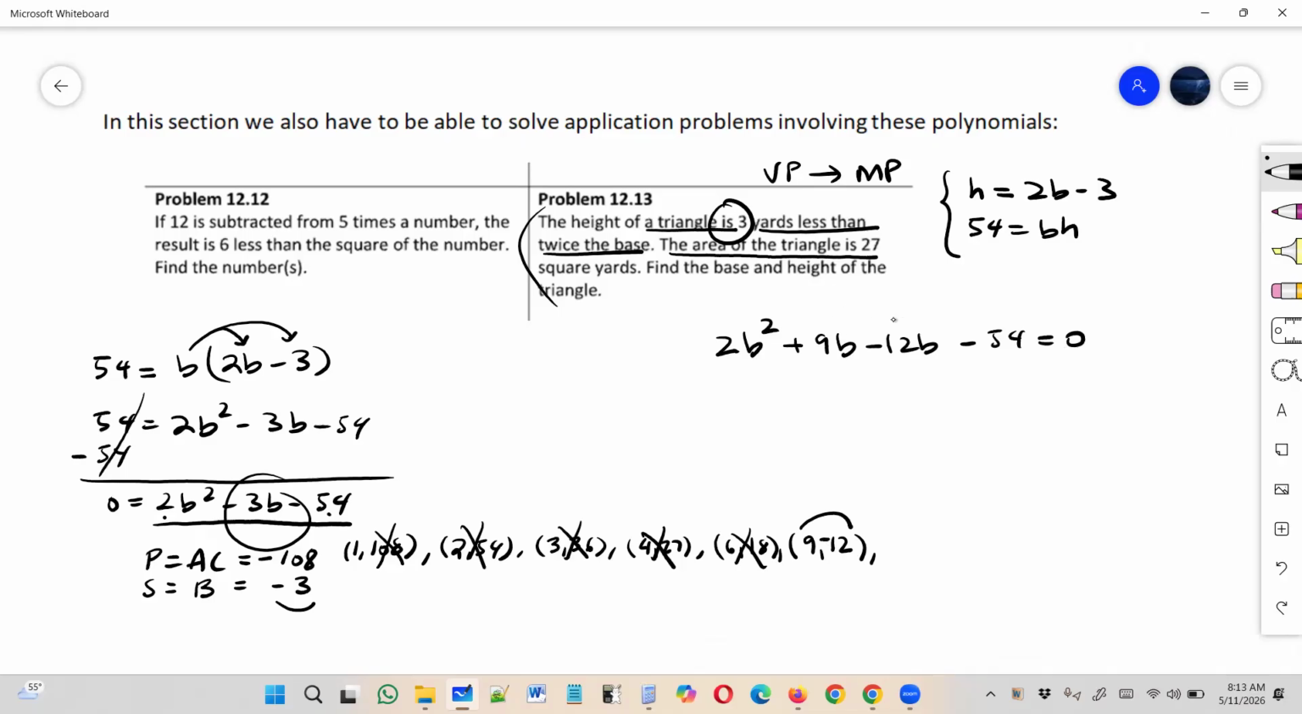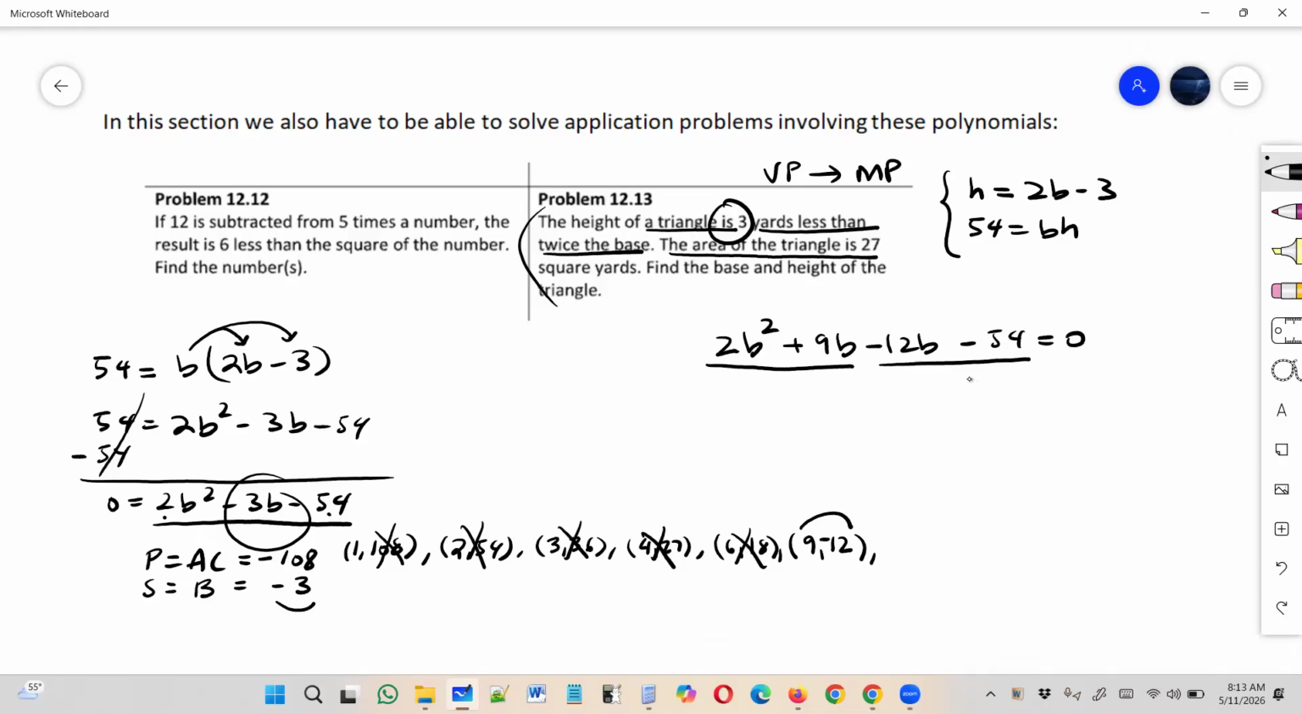Professor, could I write minus 12b and plus 9b? Yes, you can. It's going to work just the same. But I'm going to show you that doing it this way also works. Even though you may not like it, but it's fine. If you want to write 2b squared minus 12b, you can.